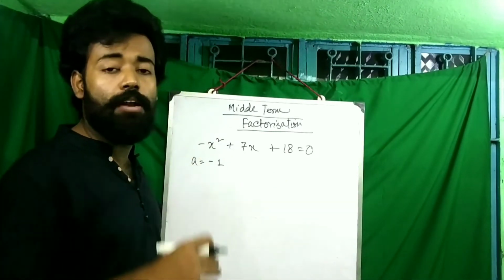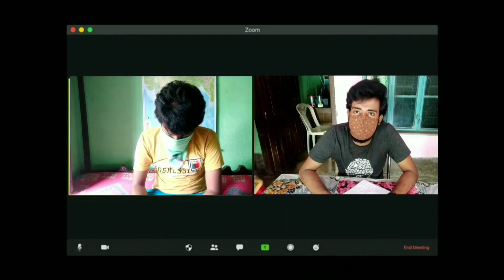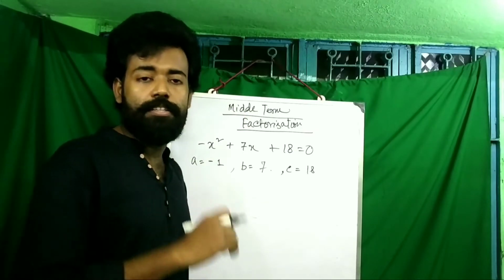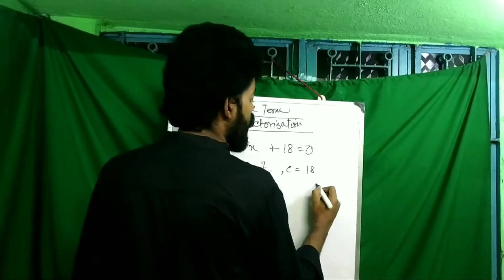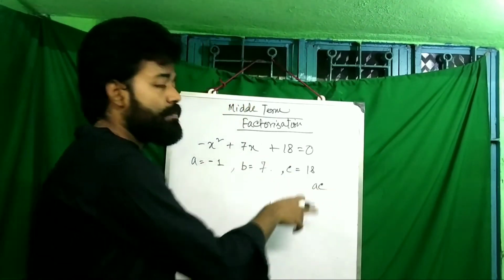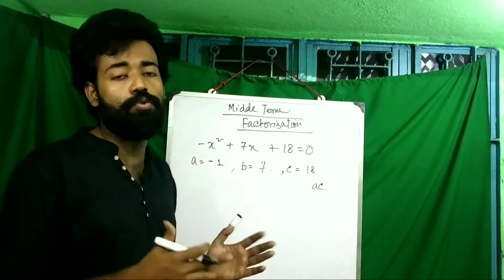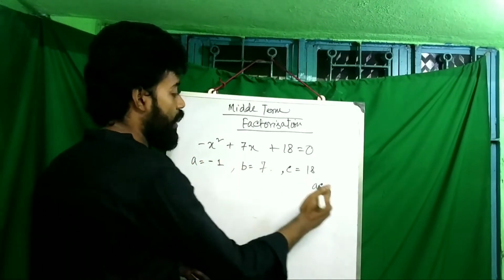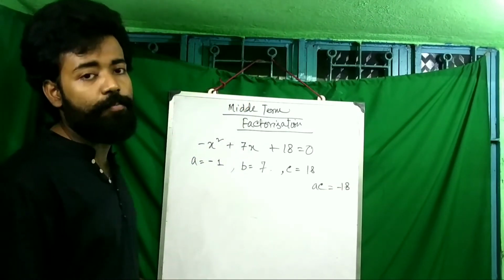So tell what is the value of b and c? Sir, b will be 7 and c will be 18. Yes, you are correct. The value of b is 7 and that of c is 18. Now what we will have to do? We will have to find AC. Now all these parts you can do in the rough also, because it is not mandatory to write this part in the sum. So what will be AC? The value of AC will be minus 18 and that of b is 7.